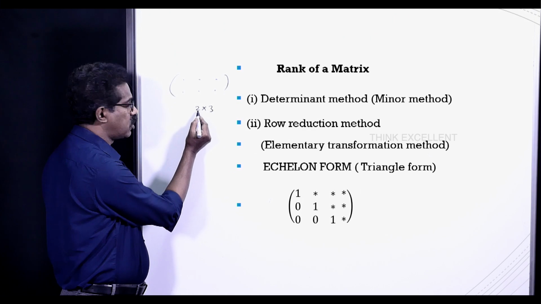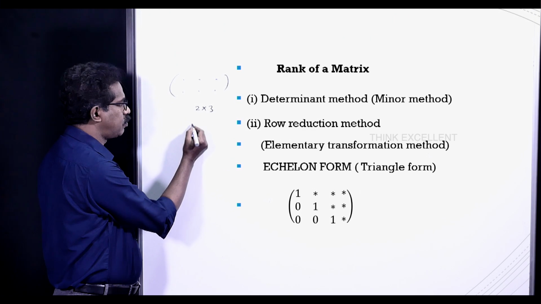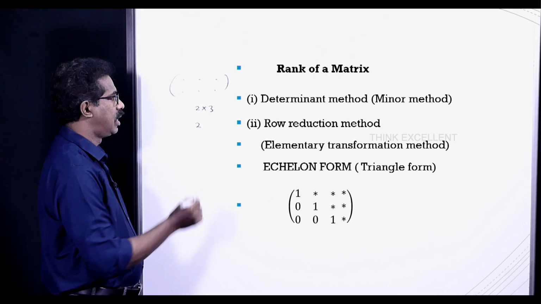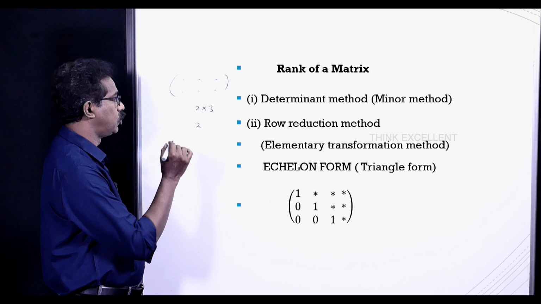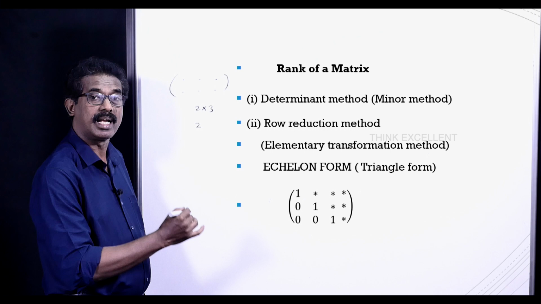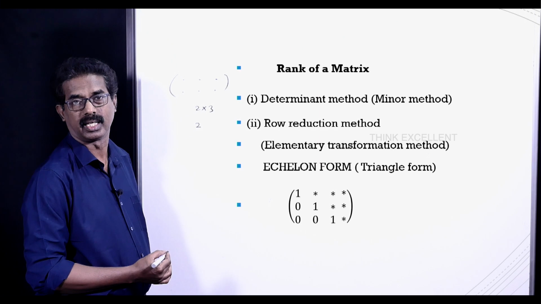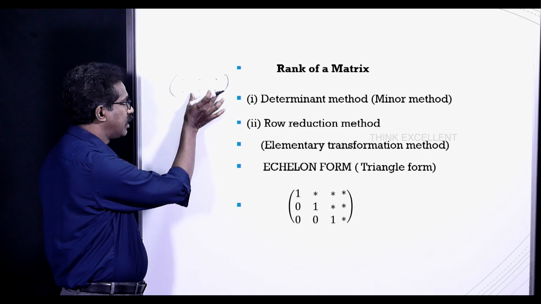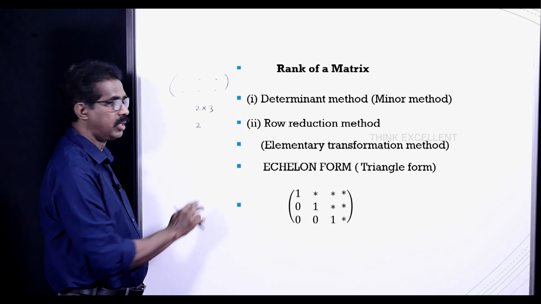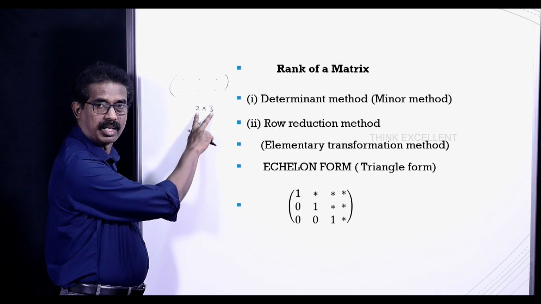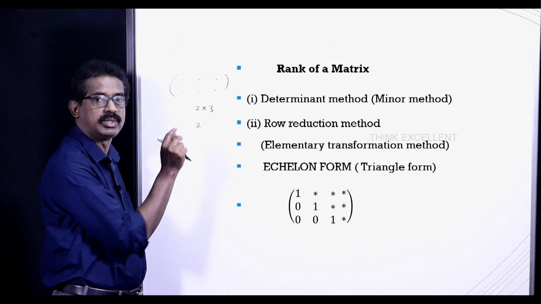Now among these two, you see which is a smaller number. 2 and 3, which is a smaller number? 2, right? 2 is the smaller number. So rank is 2 or less than 2. Rank cannot exceed 2 here. Okay. So first you find the rank of the matrix, number of rows, number of columns. Among those two numbers, you see which is smaller.